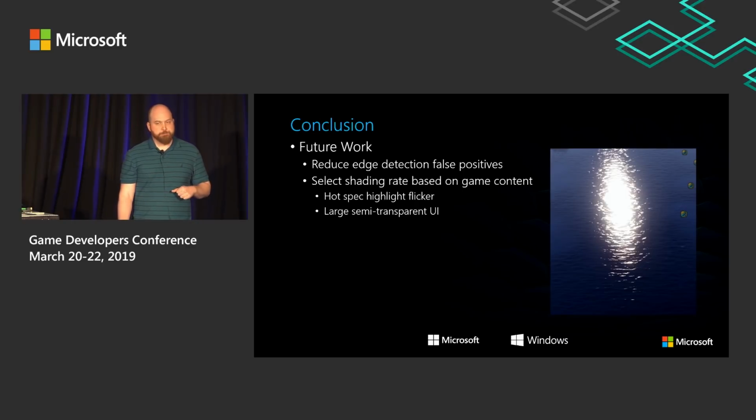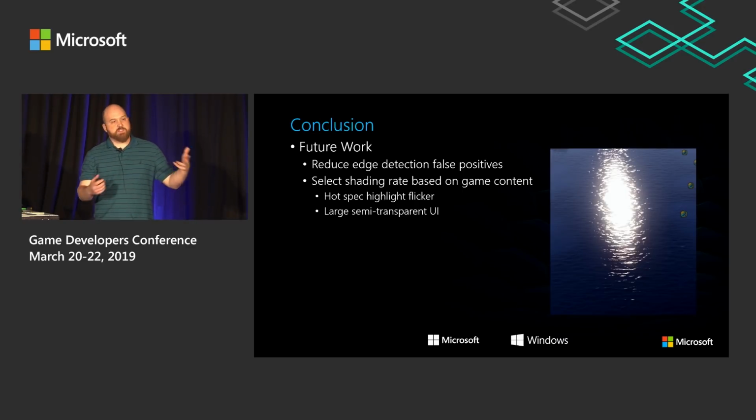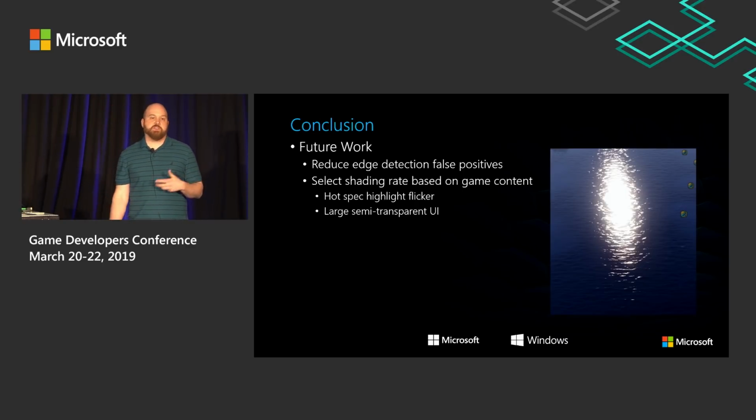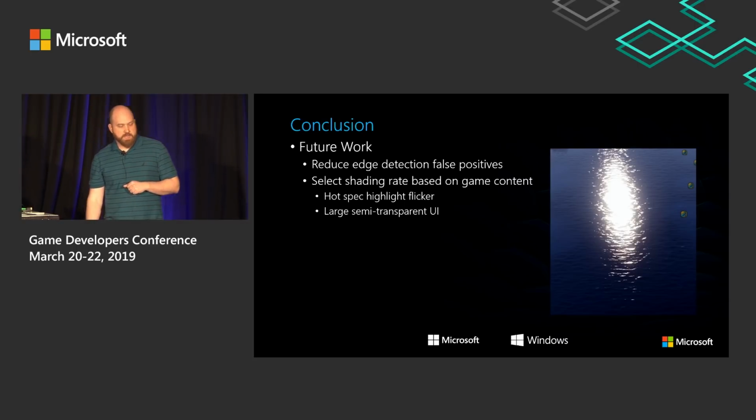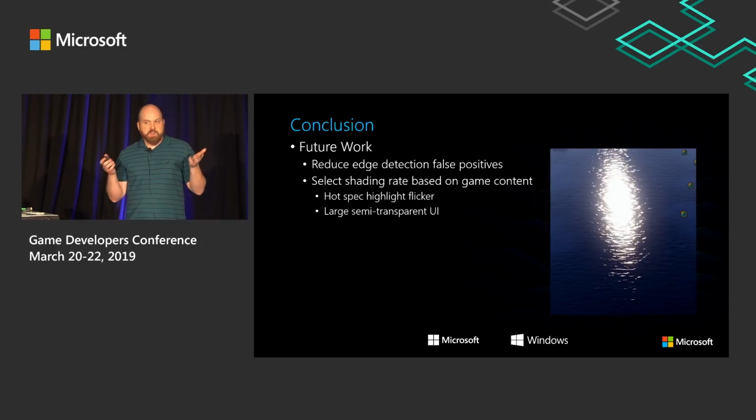So future work. I said that we ran an edge detection filter, but right now our edge detection filter can pick up edges from things that were rendered at 1:1 rate because we're not separating those samples out. So separating those samples out in order to reduce false positives would be one way that we can improve this implementation. And we also have the idea of selecting the shading rate based off of game content.